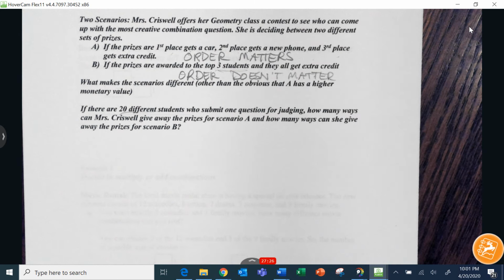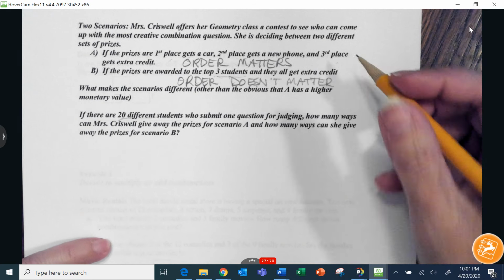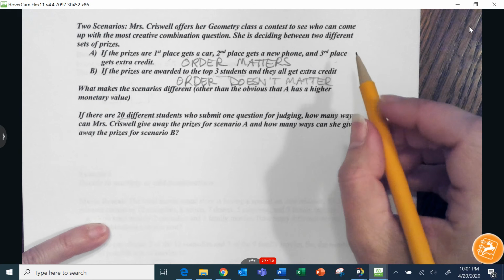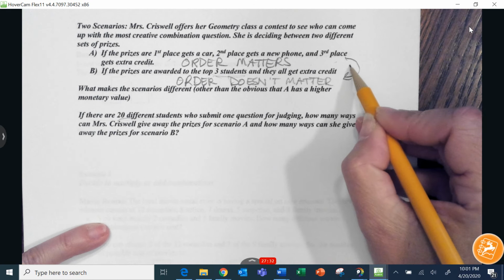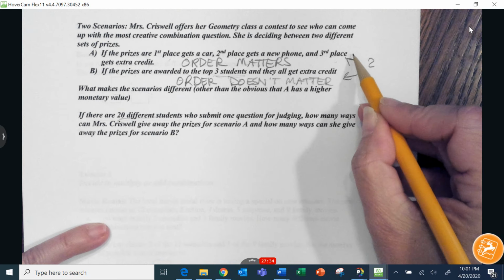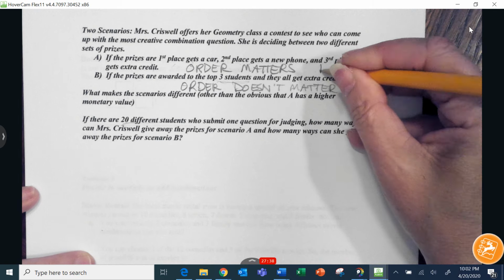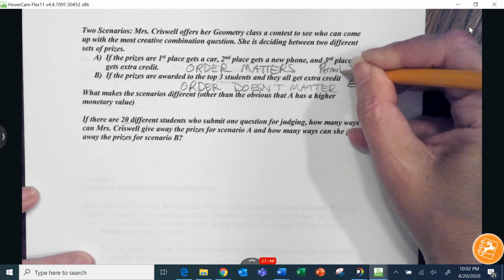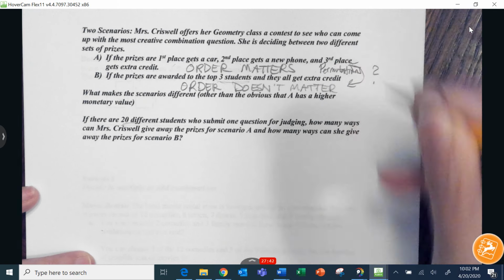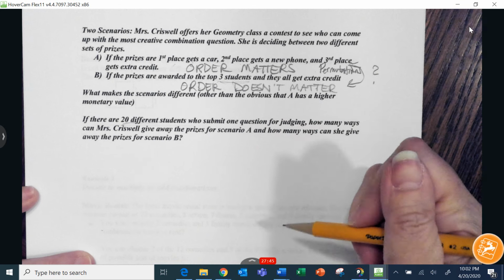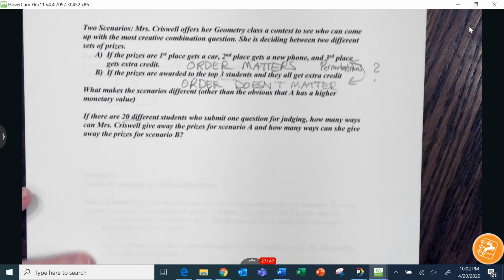So today, when you're doing your assignment, you're going to have to figure out, does order matter or does order not matter? Because if order matters, we're using permutations. If order doesn't matter, that's what we're about to learn, the new thing.